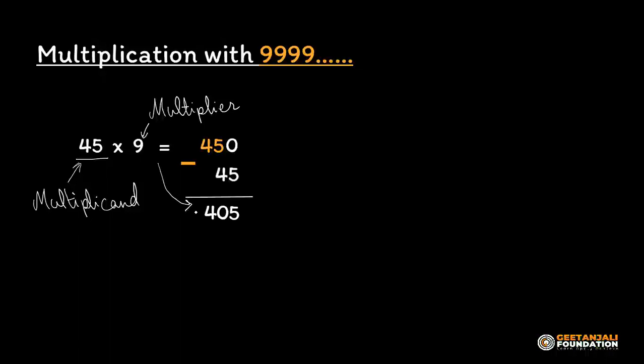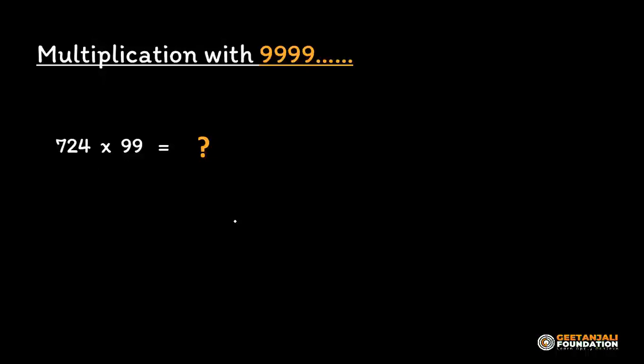You can check your calculation. 45 times 9 will give you 405. So this was a very simple example. Let's take one more example. Suppose you increase the number of 9s. For example, you have to multiply 724 by 99. Now this is a bit more difficult than the previous one, but with our method it is not at all difficult.